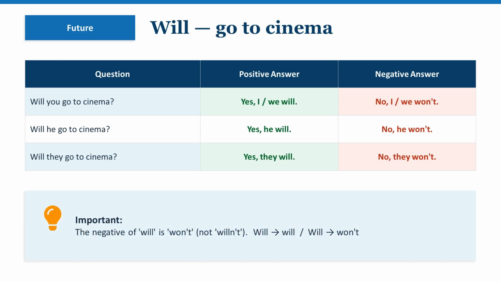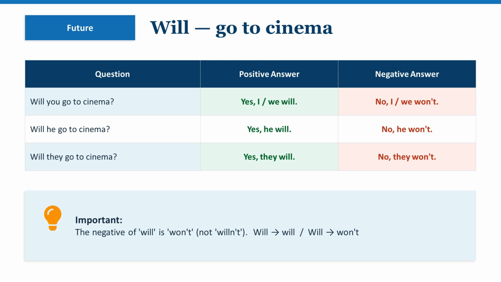Now let us look at the future tense with will. Will you go to cinema? Yes, I will. Or, no, I won't. Will he go to cinema? Yes, he will. Or, no, he won't. Will they go to cinema? Yes, they will. Or no, they won't.